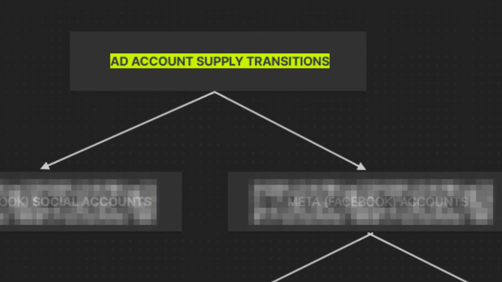In this video, I'll walk you through how Meta's ecosystem really works behind the scenes, and what to do before and after an ad account gets banned, so you'll never have to start from zero again. Let's skip the basics and talk about the real reasons why ad accounts get banned nowadays.